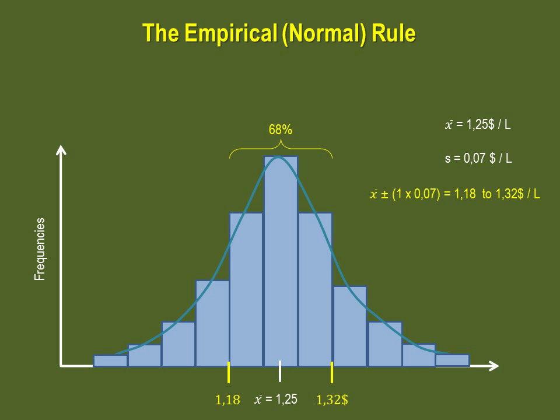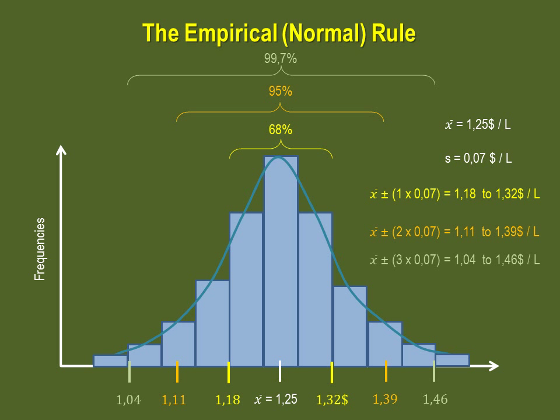You'll find 95% of the gas prices between 2 standard deviations, so multiply the standard deviation by 2 to get 14 cents, and then add and subtract 14 cents to the mean, giving you the limits where you'll find 95% of gas prices. Multiply the standard deviation by 3, add and subtract that result to the mean, and you'll find the range of values where you'll find 99.7% of the gas prices you'll encounter during your road trip.